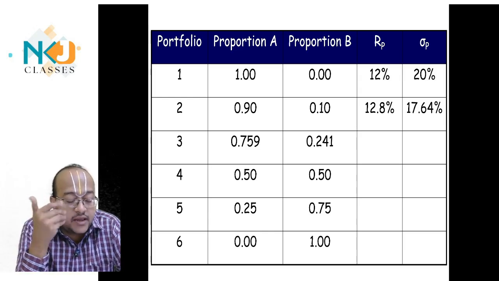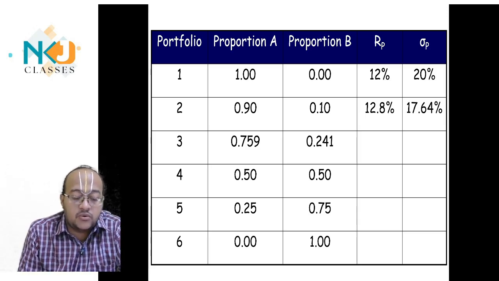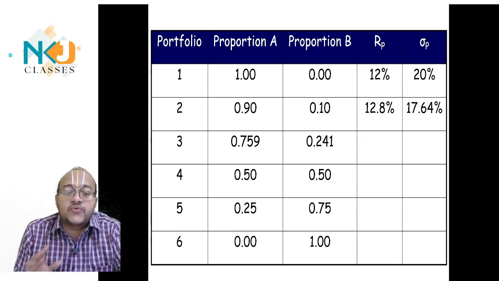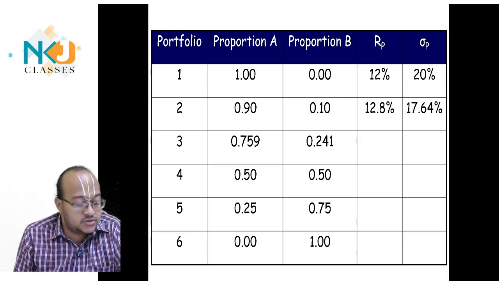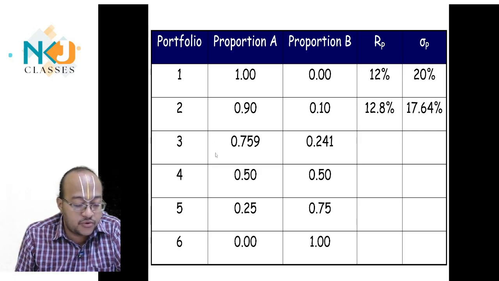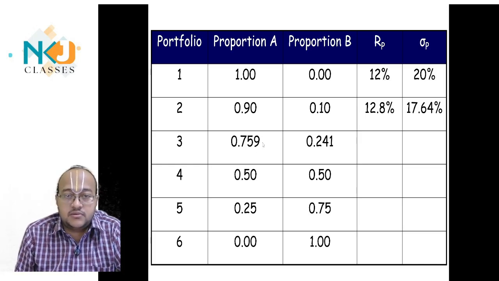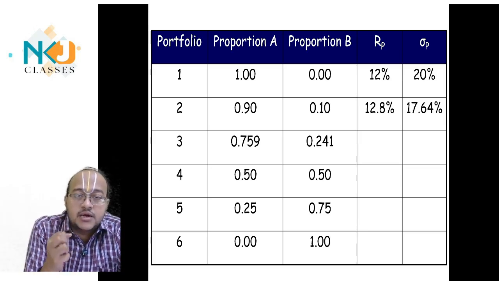Okay, what I will do, I will try to increase it further. In the third portfolio, instead of 10%, I will try to inject more of security B. Shall we? See here, in the third portfolio, can you see the marker? See here, third portfolio. Yes, proportion A is 75.9. I reduce even further the weight of security A and I inject further security B.